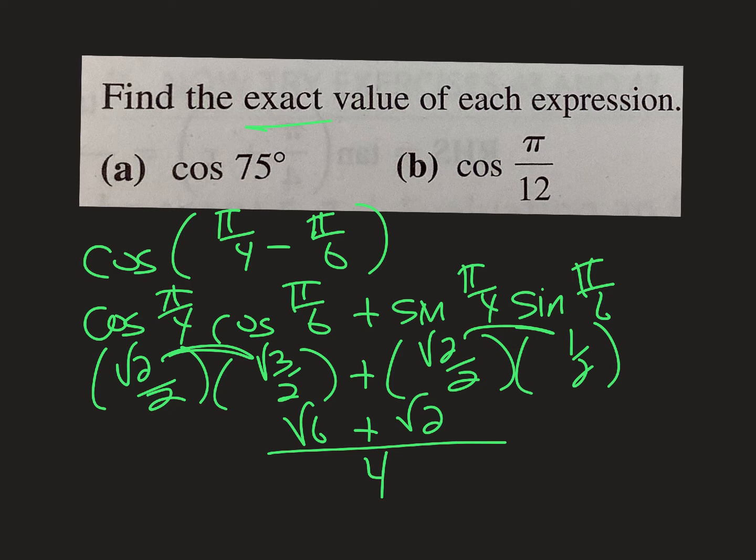Both denominators are 4, so you can put it all over 4. And there you have it. Okay, so make sure you have those formulas written down. The toughest thing you're going to do is try to figure out how in the world to write π/12 with either π/2s, π/3s, π/4s, π/6s. Same thing with 75°. How do you write 75° with 30s or 45s or 60s or 90s? Because those are the values that we know.